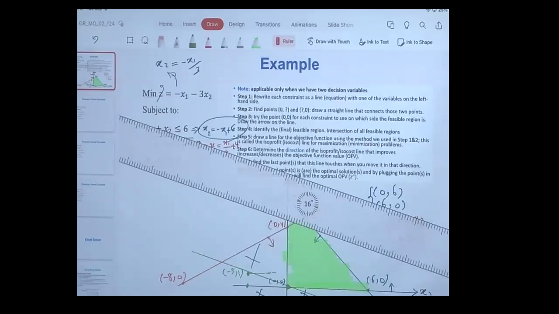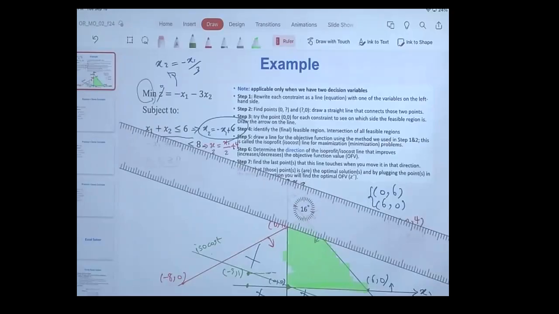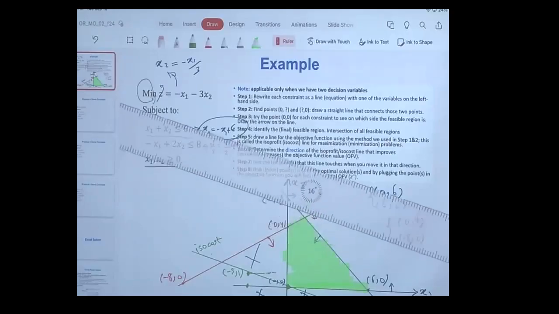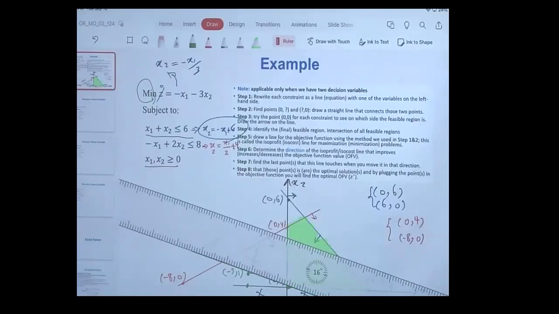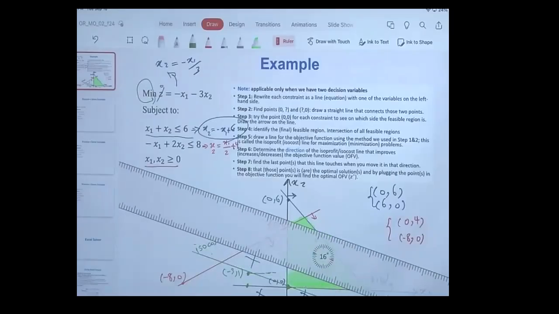Now we need to move this line, what we call isocost. Why not isoprofit? I call it isocost, that green line, because it's a minimization problem. Now, if I move this line in this direction, does the objective function value decrease or increase? For example, you can see this point.